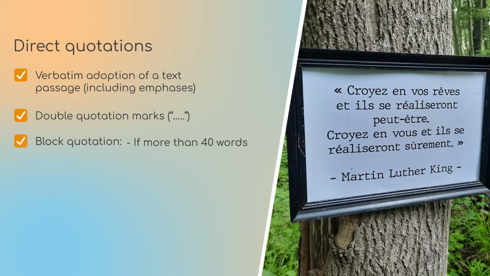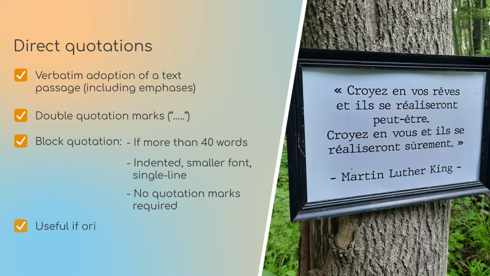A block quotation forms its own paragraph and is usually indented on the left and right, with smaller font and single line spacing. Unlike the shorter direct quotations, block quotations do not necessarily need to be put in quotation marks because of their striking format. The direct form of citation is suitable if the original wording of the text passage is relevant.